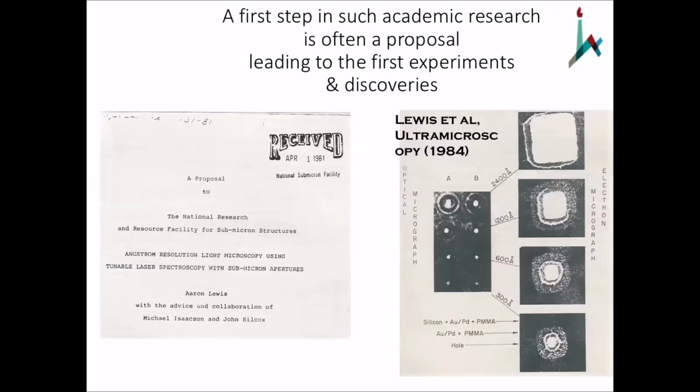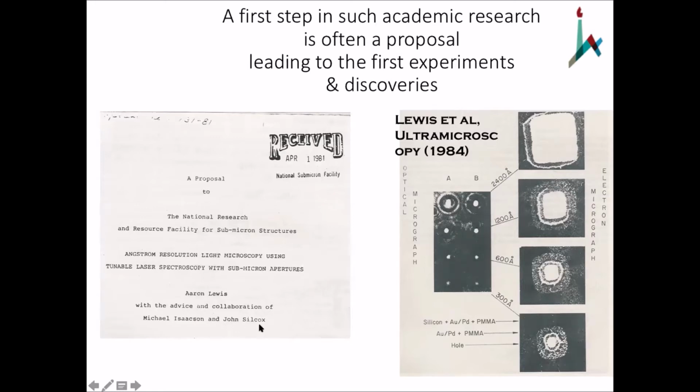we were able, by 1981, actually to write a proposal, and here's the first page of that proposal, to the National Submicron Facility. And these two people were experts in electron microscopy. John Silcox was from the Cambridge group, and Michael Isaacson was from the Chicago group of CRU. You may have known his name.